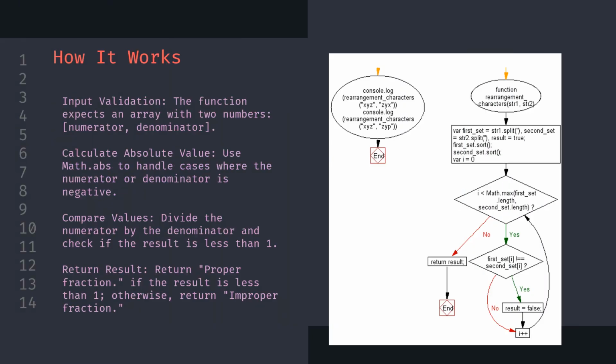The function follows these steps. First, it assumes the input is always an array with two numbers. Second, the numerator and denominator are divided, and the absolute value is calculated to account for negative values. Third, if the division result is less than 1, the fraction is classified as proper. Otherwise, it is improper. This logical flow ensures accurate classification of the fraction.